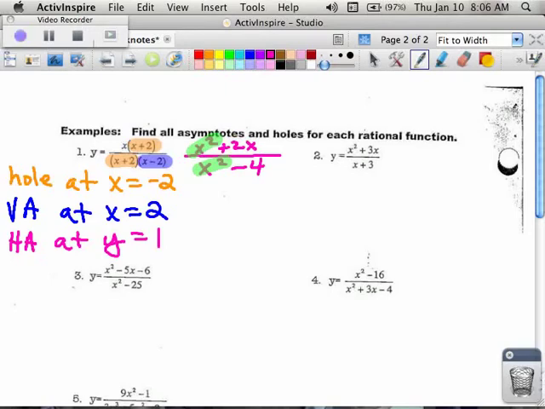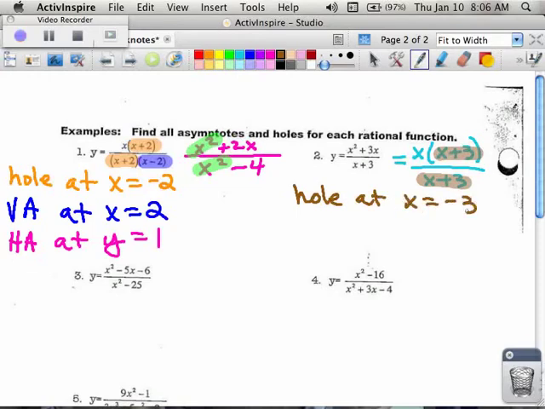So in number 2, I'm first of all going to factor this. This is really the same as x times x plus 3 on the top. And on the bottom I can't really do anything, so I leave it as x plus 3. And oh my, I notice that top and bottom, I see this x plus 3 thing. What does that mean? That means there's a hole. So there's a hole at x equals negative 3.